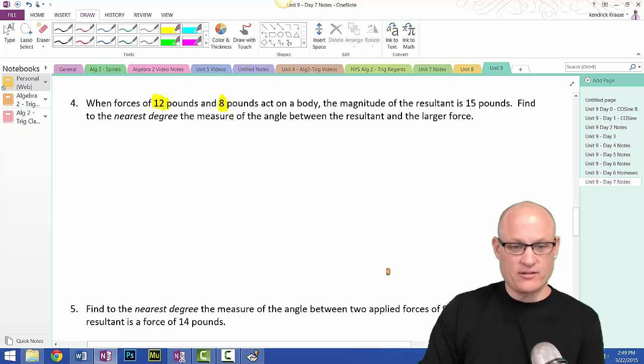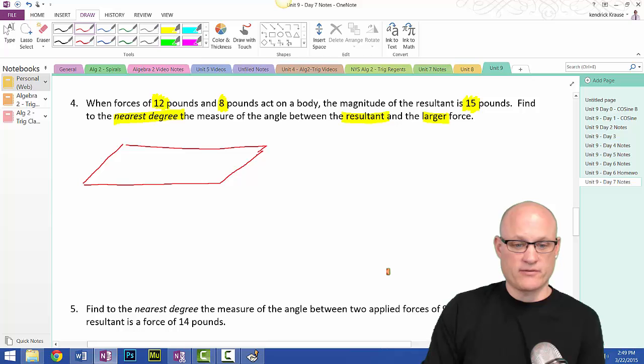Got 8 pounds and 12 pounds acting on a body. We're given the magnitude of the resultant as 15 pounds. Find, to the nearest degree, the angle between the resultant and the larger force. So let's go to town on this thing. It's our parallelogram. We'll draw in our resultant, which is just the diagonal of this thing.